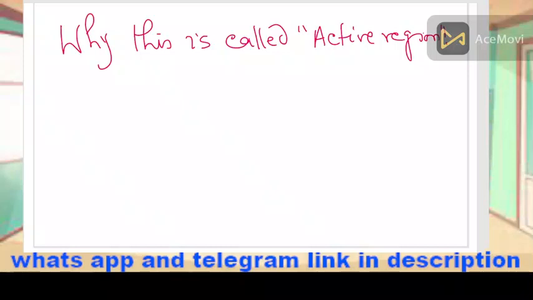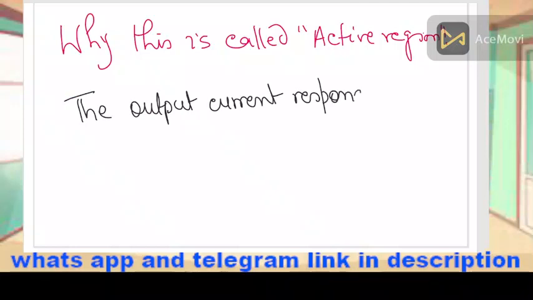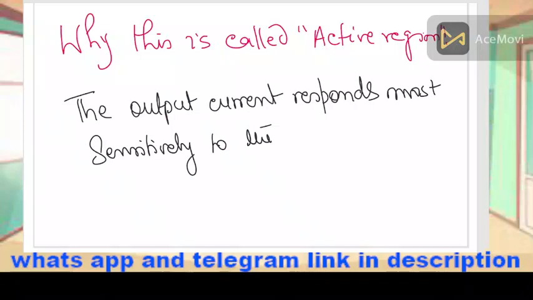In this region, the transistor responds to the change in the base current. The emitter base junction is forward biased and the collector base is reverse biased. What happens in this case? The transistor action takes place. Transistor action means the output current responds most sensitively to an input signal. This is called the active region, because the output current responds most sensitively to the input current. That is why this is the activity. That is why it is called active.